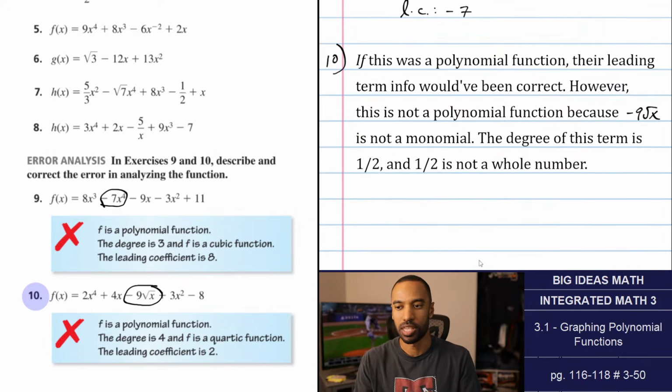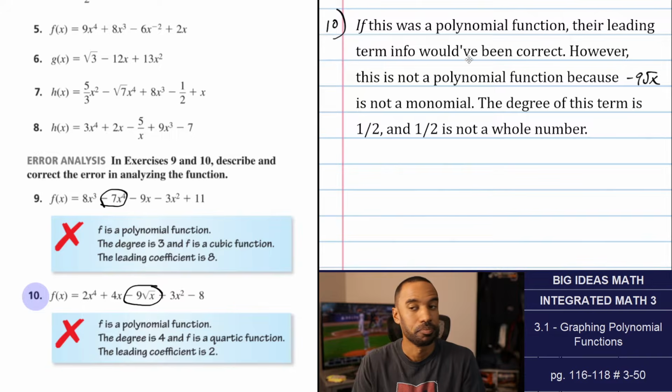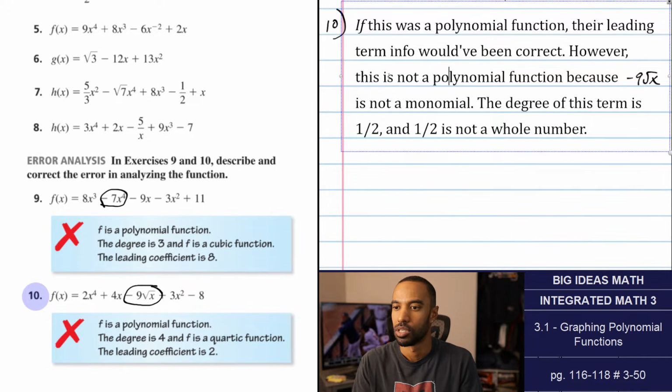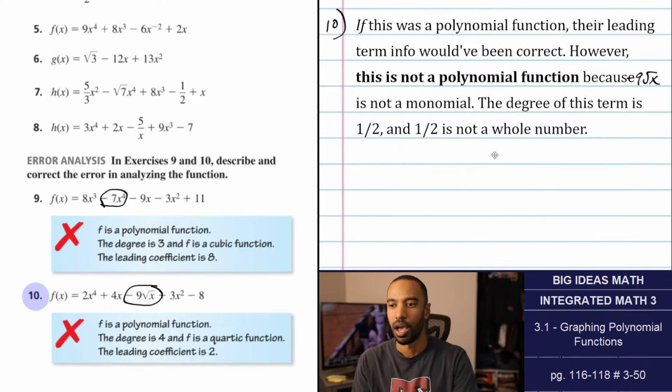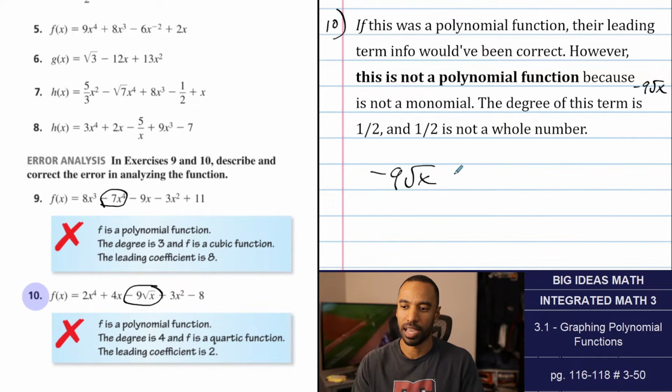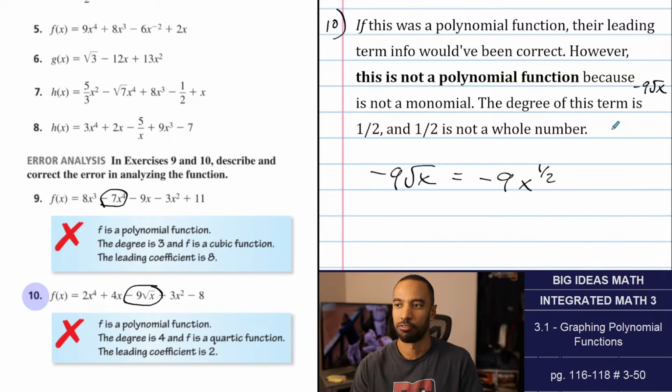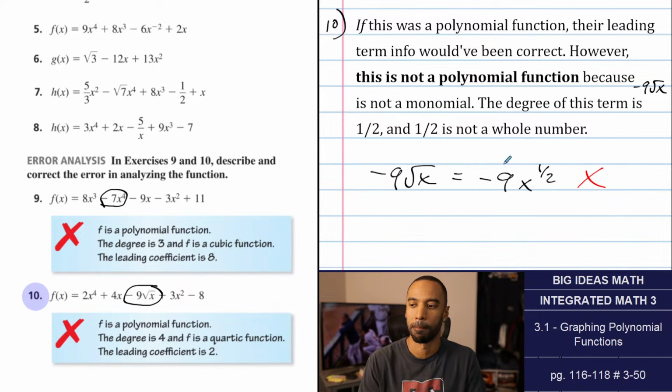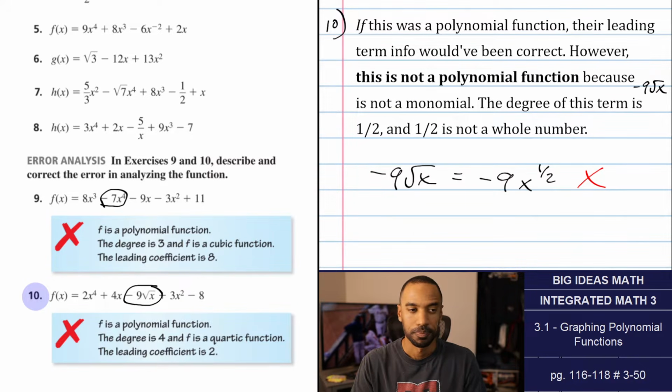So the answer to this is f is not a polynomial function. So that's the correction. This is not a polynomial function. That's my correction. Oopsie. Now, yes, negative 9 root x is the same as negative 9x to the 1/2 power. Therefore, it doesn't work. Not a whole number. Okay.